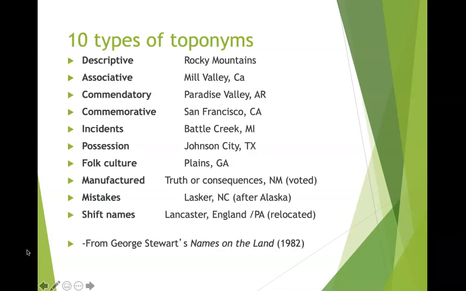All right, we can talk about other descriptives. We look at places with commendatory ideas, right? Like Paradise Valley. Who wouldn't want to live in paradise, right? Battle Creek, Michigan was named because there was a battle near a creek at some point. Johnson City was named for Johnson, the founder of that city. We have folk culture, like Plains, Georgia. Truth or Consequences was voted on, right? There are even mistakes, like Alaska, North Carolina, which was named after Alaska but was mispronounced or misspelled somehow, right? And then Lancaster, like Lancaster, Pennsylvania, relocated from Lancaster, England.